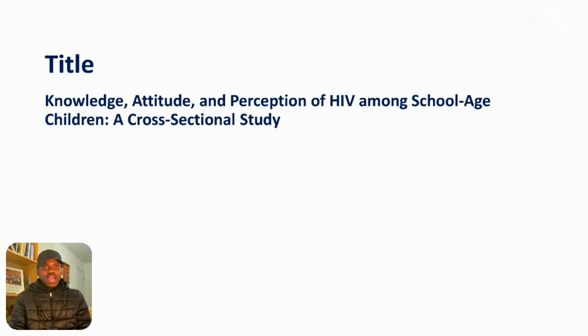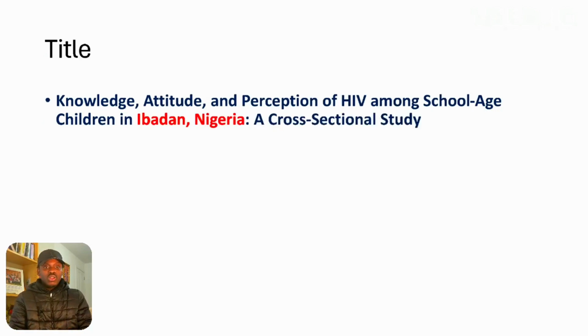But whenever you're writing the title, you also have to look for specificity. For example, in the title that I'm showing on the screen, you will see that we have knowledge, attitude, and perception of HIV among school-age children. We don't know whether this study was done in England. We don't know whether this study was done in the US. We don't know exactly where it was done. It will always be good when you have a specific title. Though some people will argue that there's no need, it's always good that you have that in your title. So a better title will look like this: knowledge, attitude, and perception of HIV among school-age children in Ibadan, Nigeria, a cross-sectional study.